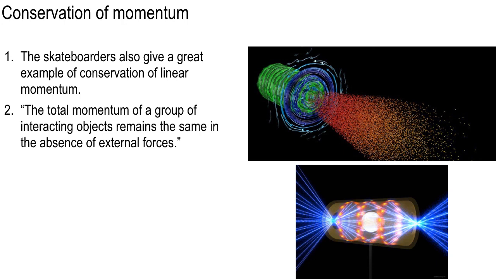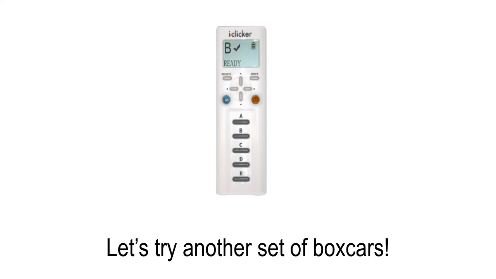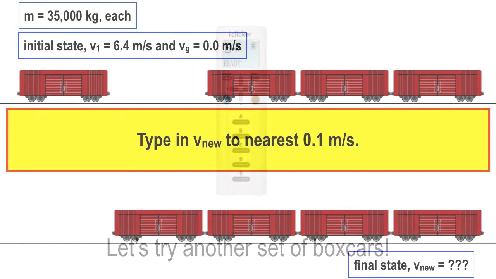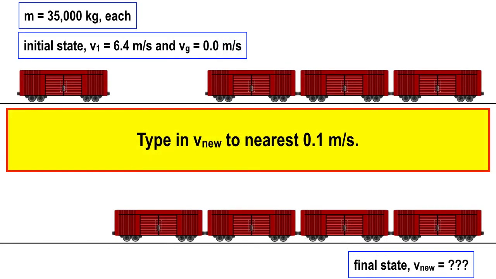Okay, I have another clicker question for you, and it's to calculate the momentum of another set of boxcars. And this one's numeric, so hit the refresh key on your clicker. And now you're going to type in a number, something point something, and then hit the send key. Here we go. Different initial state, 6.4 meters per second. All right.